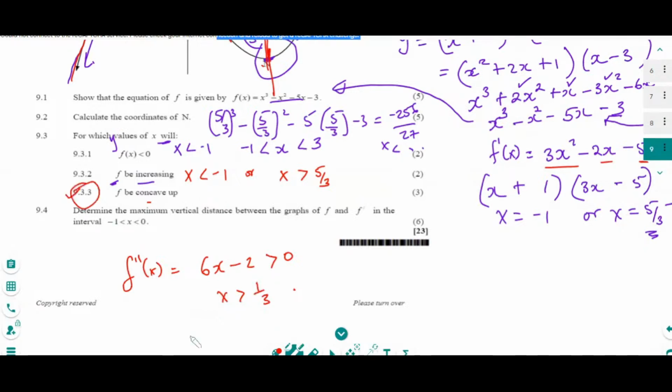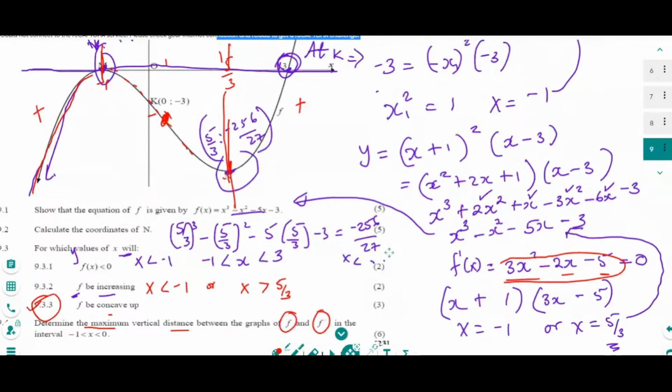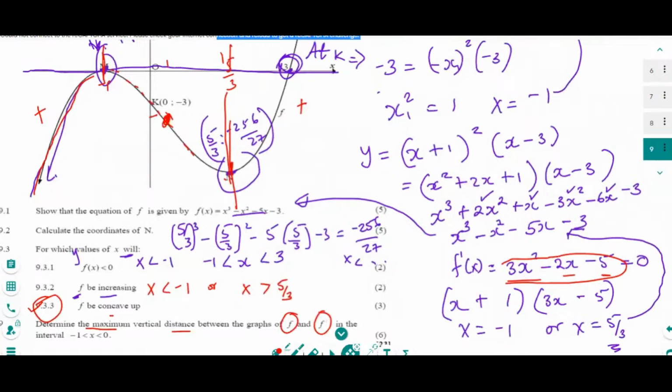That is 9.3.3. Then 9.4, determine the maximum vertical distance between f and the first derivative. So we know that this first derivative is a parabola. If we were to sketch this parabola, we got 2 answers, which were -1 and 5/3, which means if we were to draw this parabola, it's positive, so it would be somewhere here, and then passing through that sort of thing.